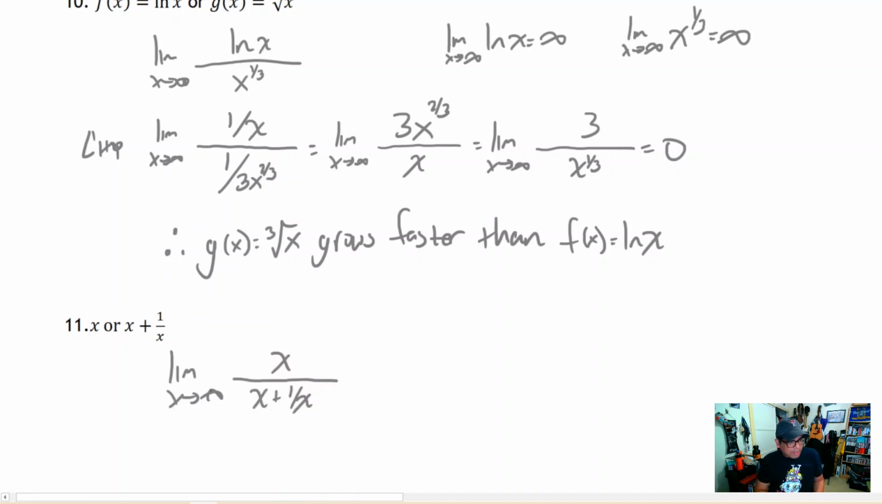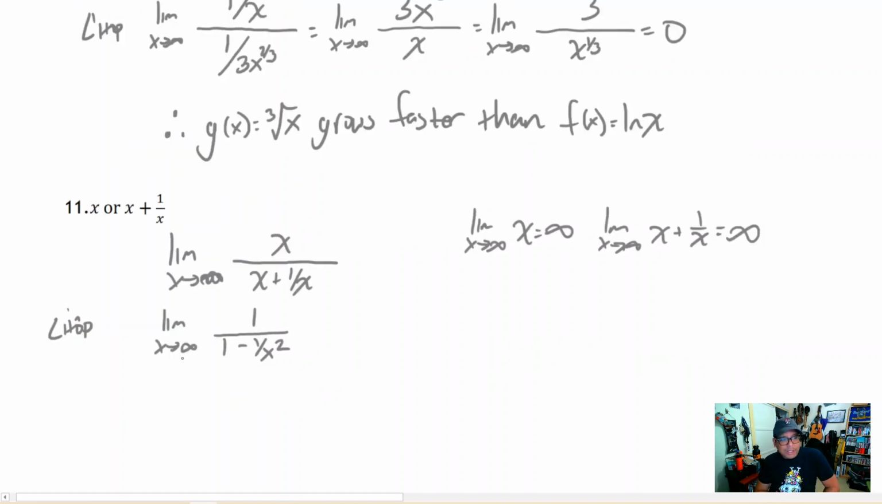Okay, we have the limit as x approaches a very sloppy infinity of x over x plus 1 over x. And we're going to check to see, is this actually indeterminate? And yeah, the numerator grows without bound, and the denominator as well grows without bound. So we're safe to use L'Hopital's rule. That gets us the limit as x approaches infinity of 1 over 1 minus 1 over x squared.